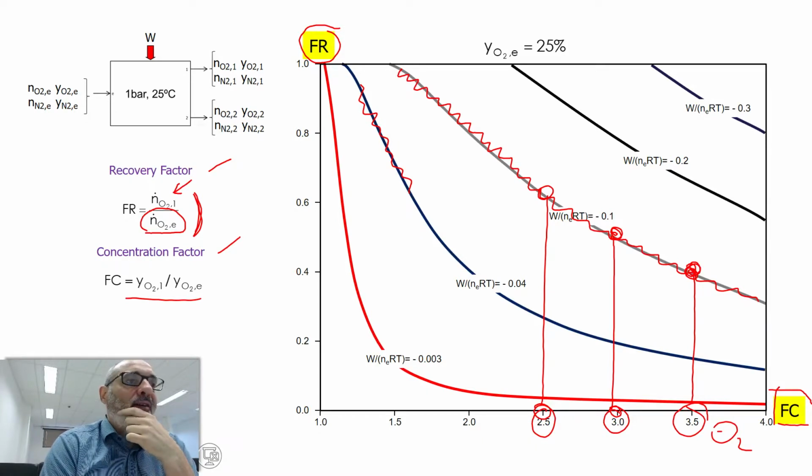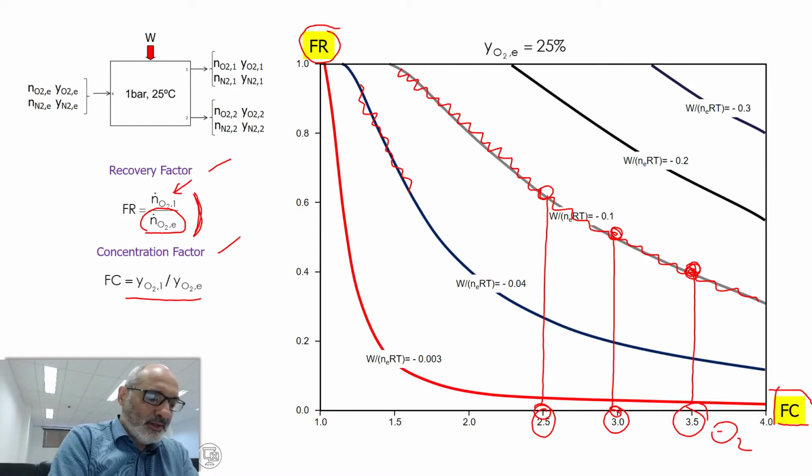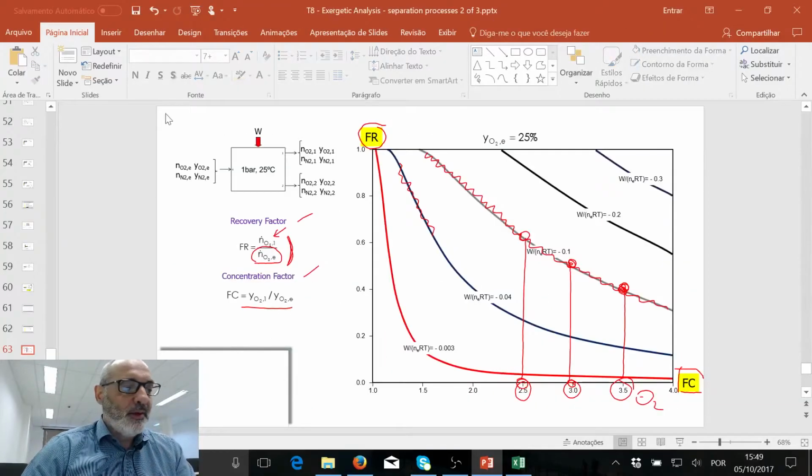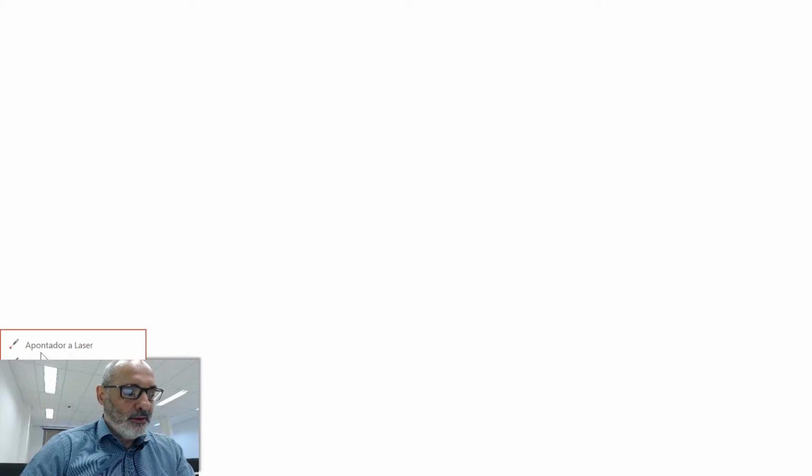Why is this? Because you can have 100% of recovery. You can have all oxygen being diverted to exit number 1, but the concentration is not 100%. Let me explain this another way. I'm creating a blank slide here for me to make some drawings. I'm going to explain this better because this is important.